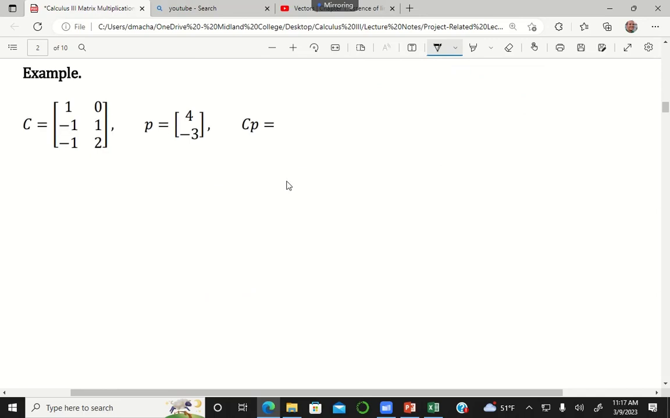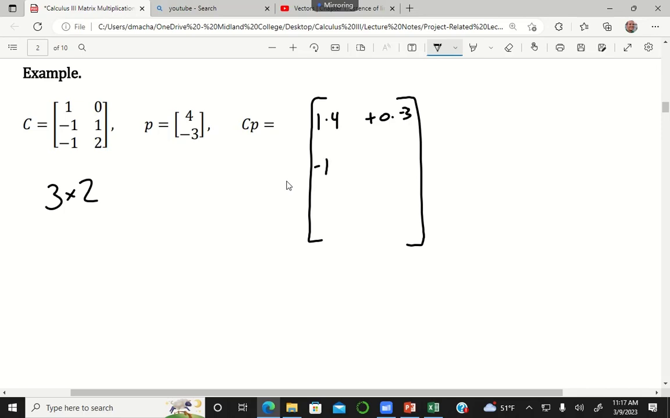I could also multiply this, which is a 3 by 2 matrix, 3 rows and 2 columns, times a vector of size 2, in which case the product vector is going to be a vector with 3 entries, where it's going to be 1 times 4 plus 0 times negative 3, negative 1 times 4 plus 1 times negative 3, and then negative 1 times 4 plus 2 times negative 3. And so that's going to be 4, negative 7, and then negative 10, I think. If I did that right.